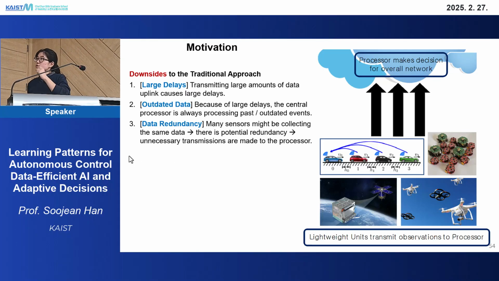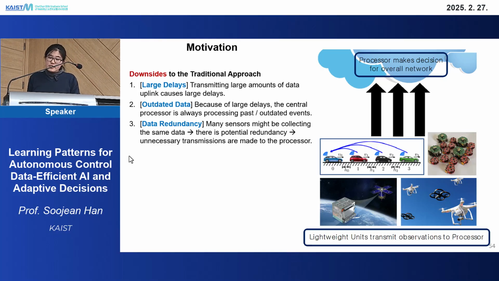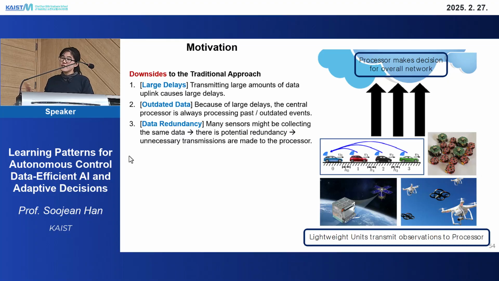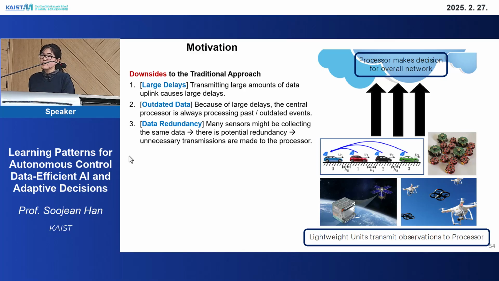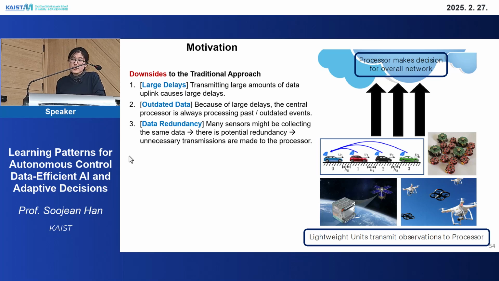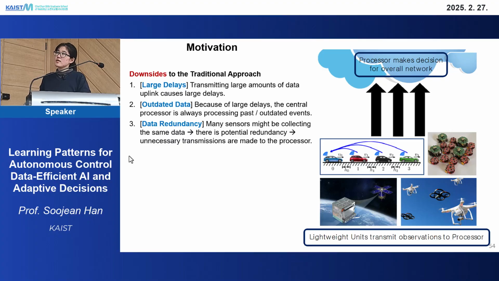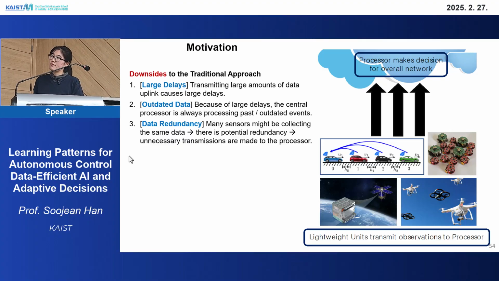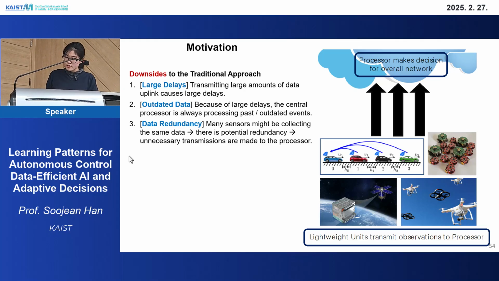Okay, now there are downsides to this kind of traditional approach, namely large delays, because transmitting a lot of data uplink causes those large delays. And because of those large delays, the central processor is always processing past or outdated events. There's also data redundancy because a large number of sensors increases the likelihood that two sensors will overlap. So not every sensor needs to transmit its observation to the central processor.